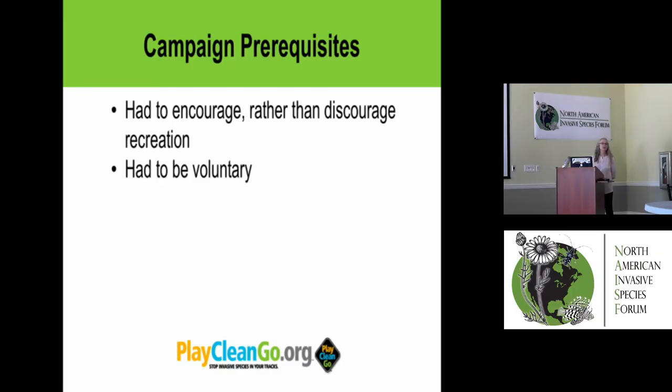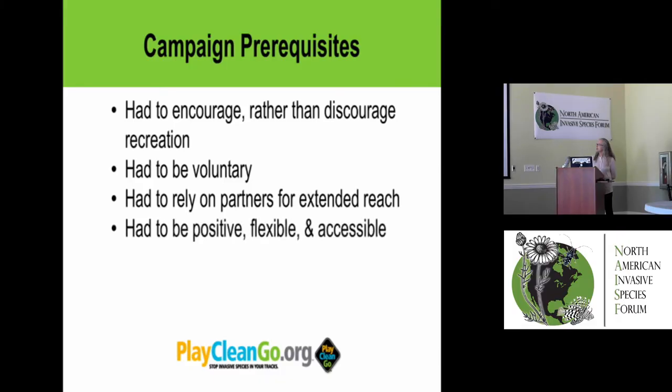It had to be voluntary. Unlike the aquatic side, there are almost no regulations on the terrestrial side and no interest in putting those regulations out there. So it needed to be something that they do on their own because they feel accountable or responsible or want to be able to provide that legacy for their kids. How to rely on partners for the extended reach, again, because of the financial limitations. How to be positive, flexible, and accessible.